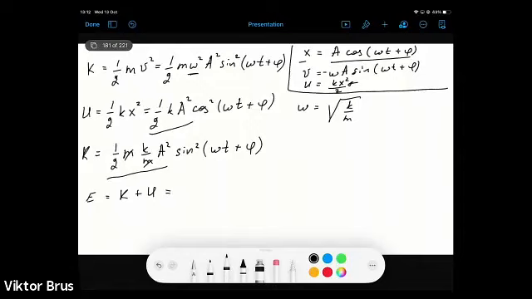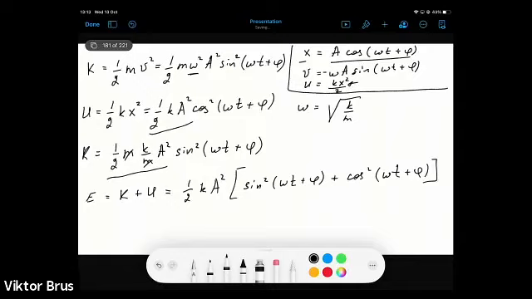That will be equal to, since these coefficients are the same before cosine and sine, we can take them out from parentheses. That will be 1/2 times k times a square. And in parentheses, we will have sine square omega t plus phi plus cosine square omega t plus phi.